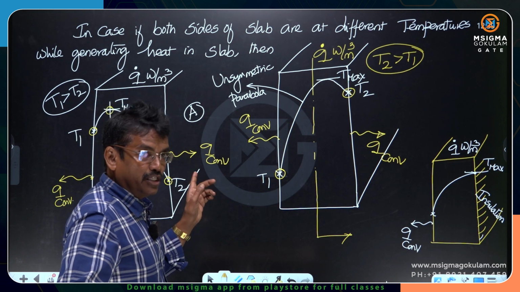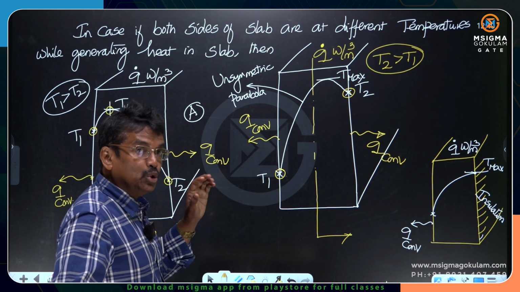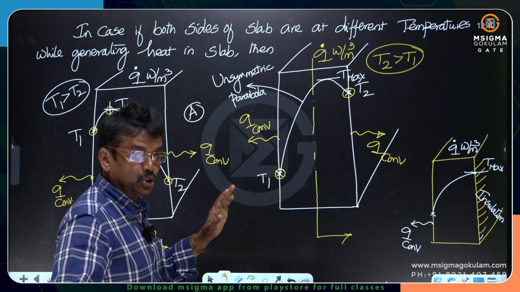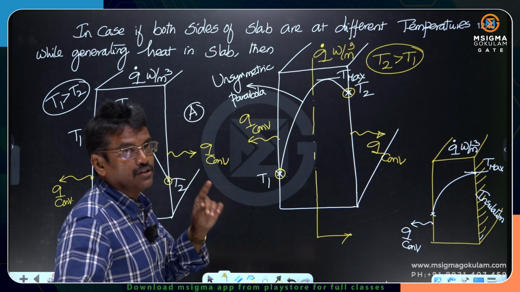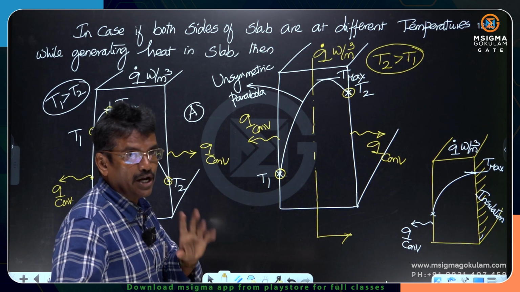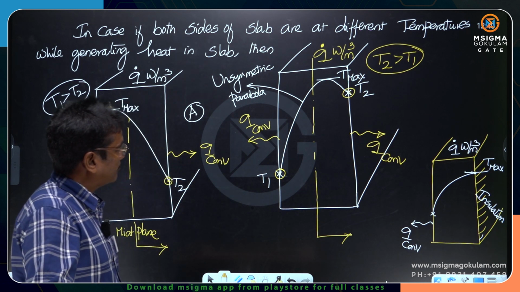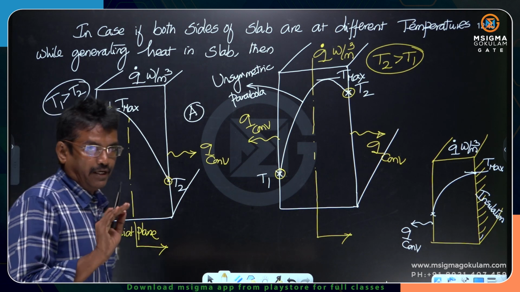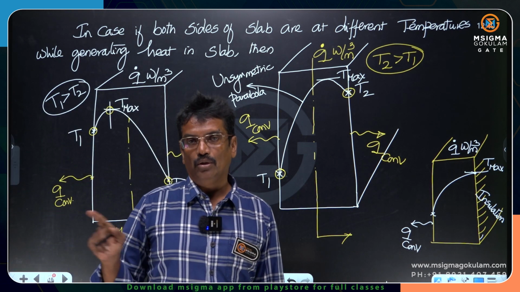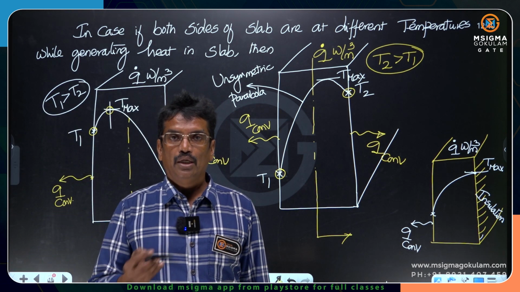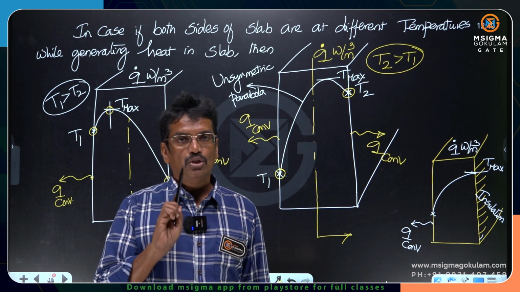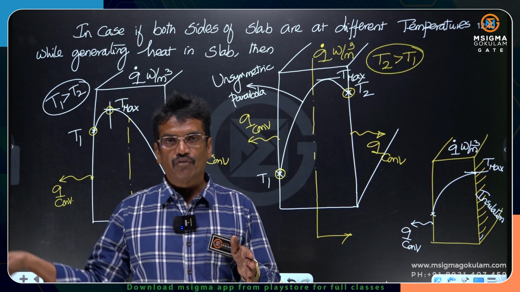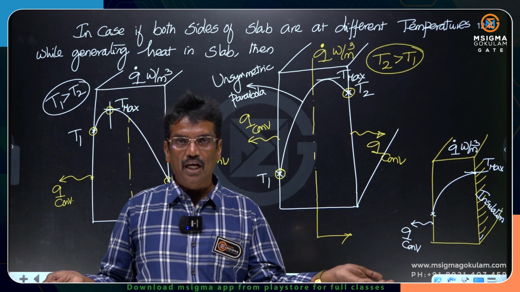But in all these cases, what is a common phenomenon? Uniform heat generation. Q dot is not a function of x, not a function of y, not a function of z, and thermal conductivity is also constant. But one thing is certain, in all these cases I have discussed above, for steady state, the total heat generated in the entire slab should be equal to the heat convected from the right side plus the heat convected from the left side of this slab.